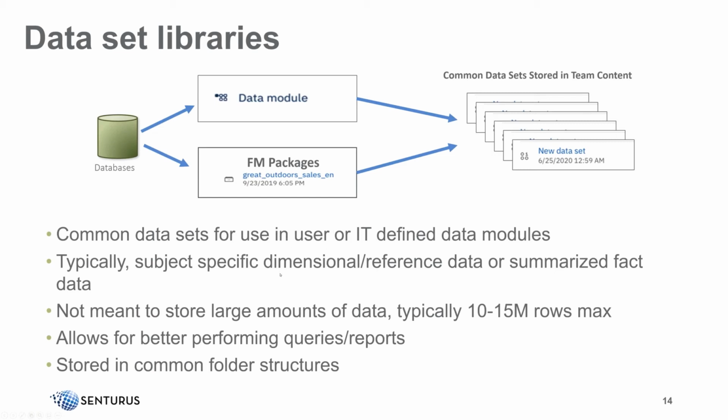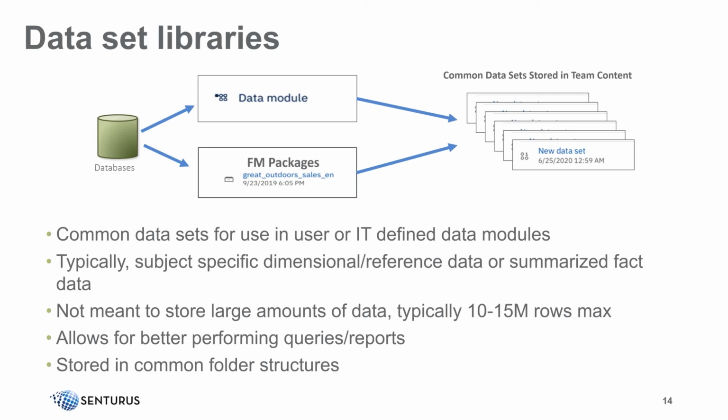So there's a lot of data out there, typically subject-specific dimensions or referential data, or even summarized fact data that are in databases, but we could actually leverage the data set technology and create common data set libraries stored in the team content store, okay? Again, it's not meant to store large amounts of data. Typically, maybe a data set is good for like 10 to 15 million rows max, okay?